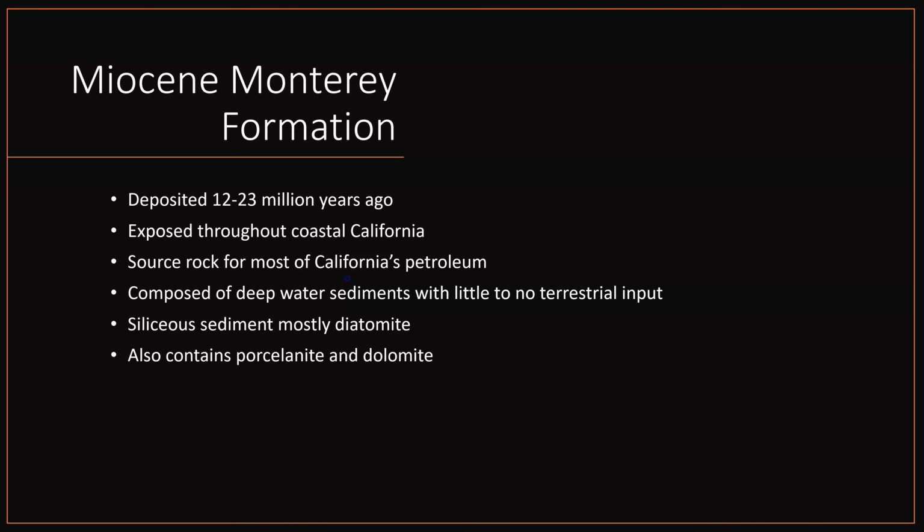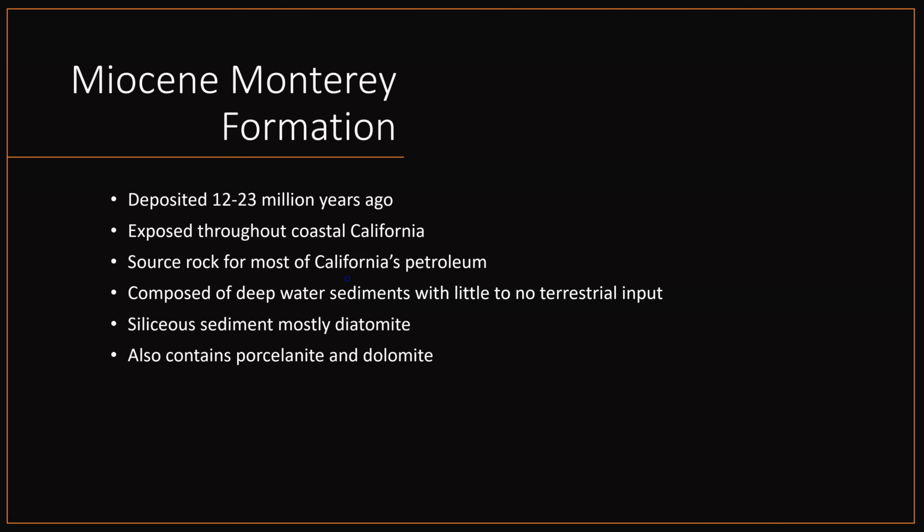So let's look at the Miocene Monterey Formation. So this deposited between 12 and 23 million years ago. It's exposed throughout coastal California, so it's not just present in the Transverse Ranges, but it's present in other provinces as well. The source rock for most of California's petroleum. So remember, I was talking about petroleum being trapped in anticlines. This is where we're going to see a lot of that petroleum.